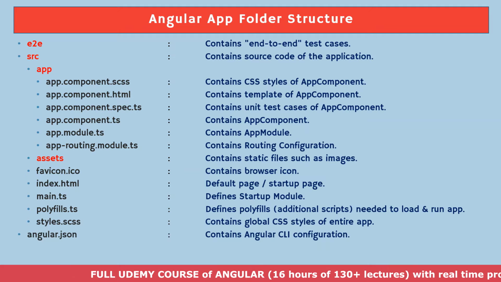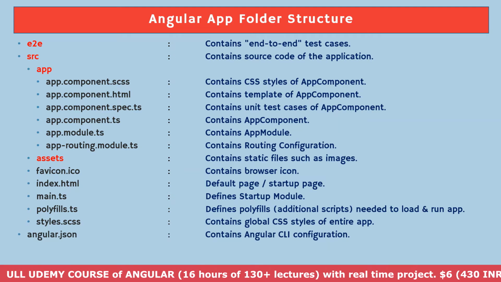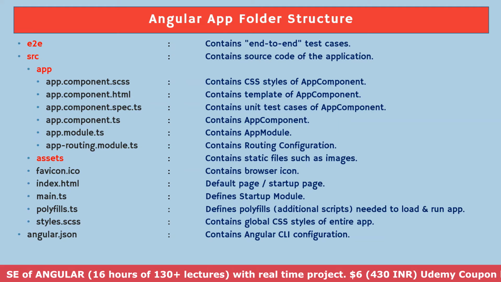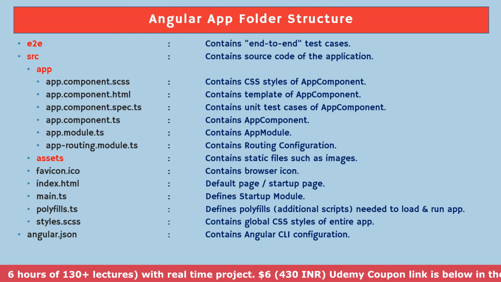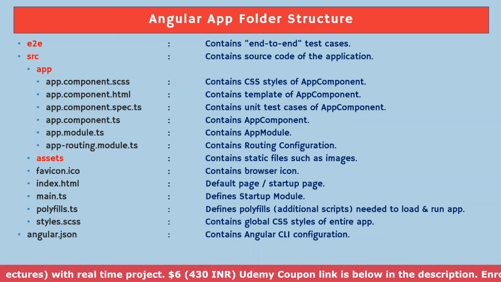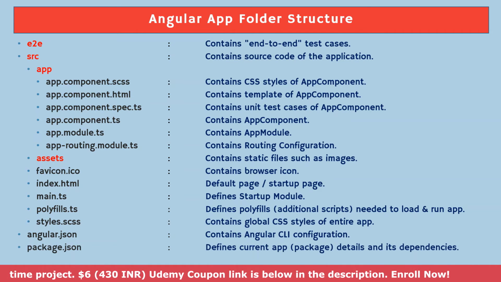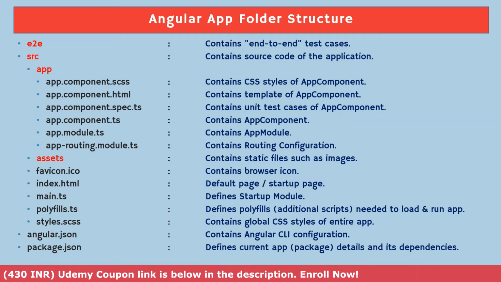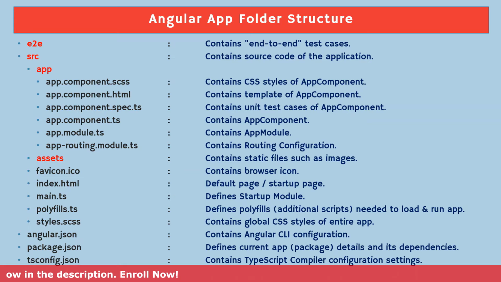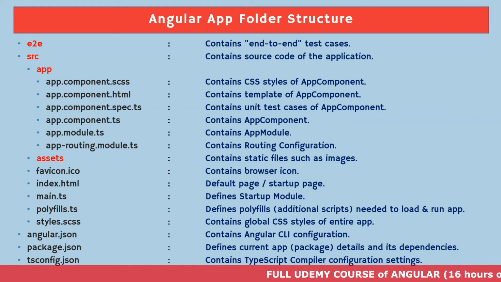The angular.json file contains the Angular CLI configuration using which you can load custom CSS files or JS files such as Bootstrap, jQuery, Font Awesome, etc. The package.json file contains the list of npm packages that are needed to be installed. The tsconfig.json file contains TypeScript compiler configuration settings, based on which the TypeScript source code files will be compiled in the application. This is the briefing about files and folders of an Angular application.